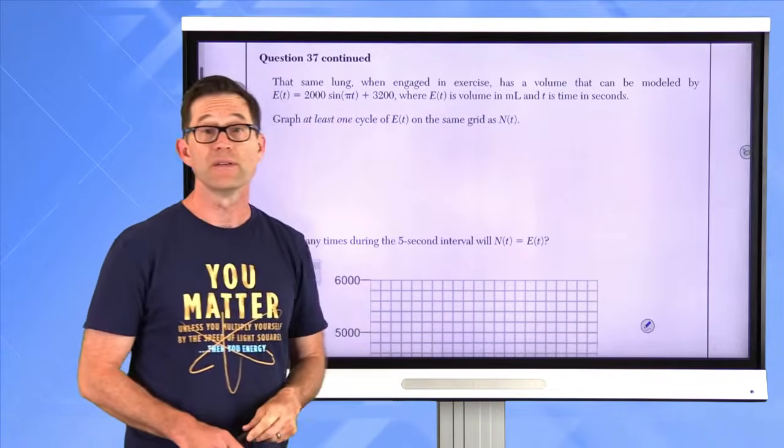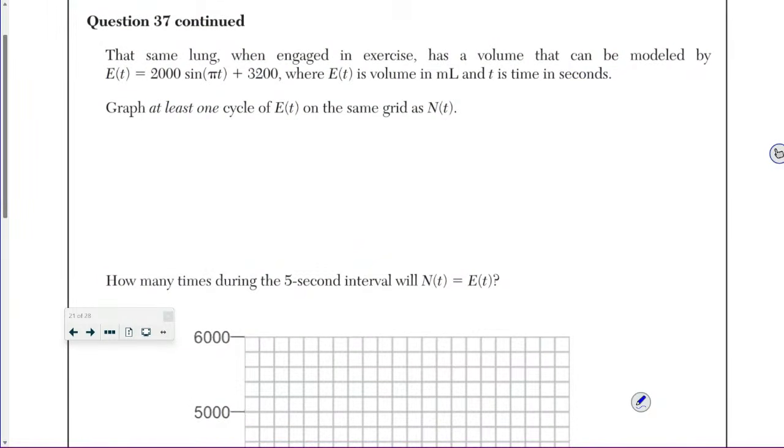Now let's go on to the other portion of this problem. Question 37 continued. The same lung, when engaged in exercise, has a volume that can be modeled by E of t equals 2000 times the sine of pi t plus 3200, where E of t is the volume in milliliters and t is the time in seconds.